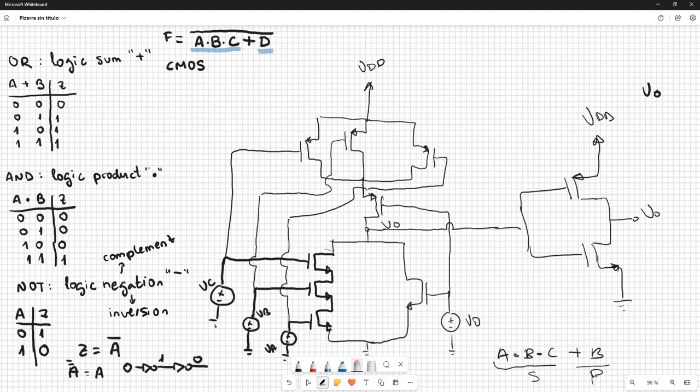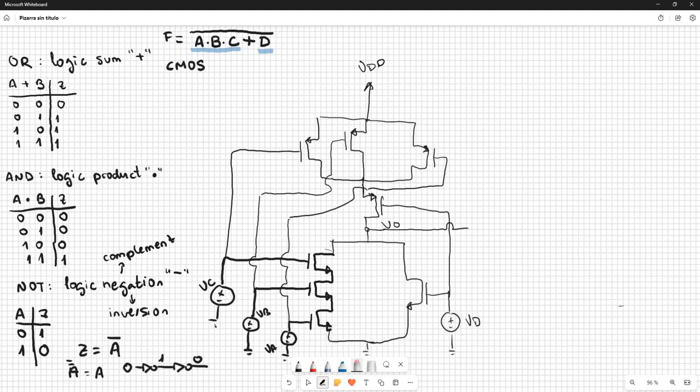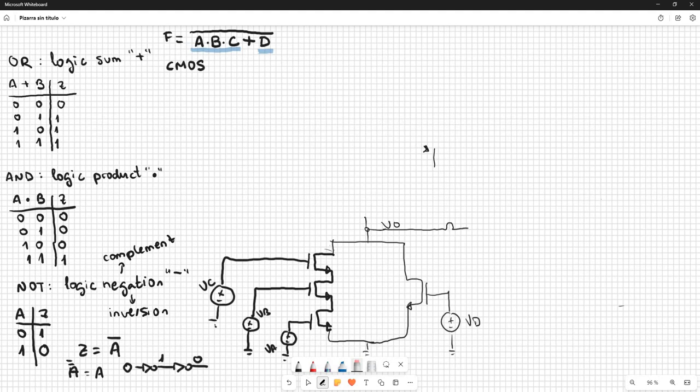What happens if you want to implement this function but using an NMOS technology? Just let me delete this. If we want to use the NMOS technology, we can remember that the base is going to be exactly the same, but the load is different. How is the load? Really simple. The load is like this. Sorry.